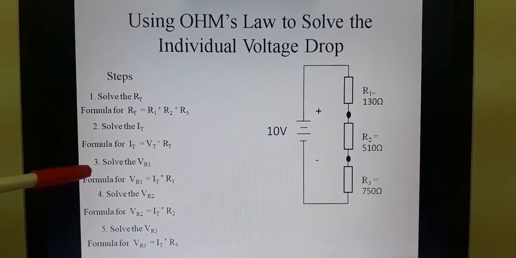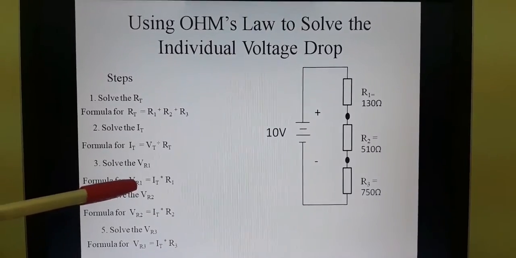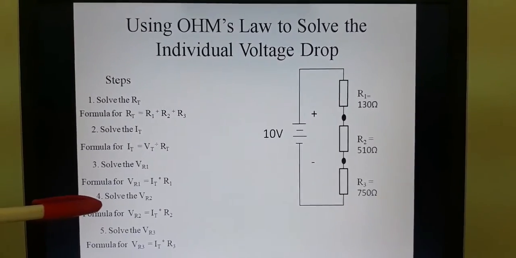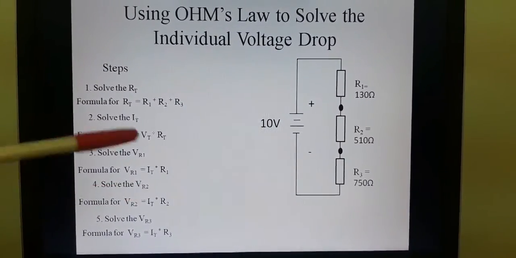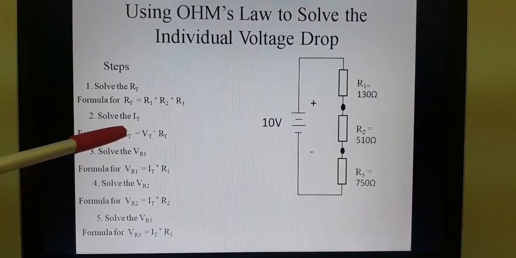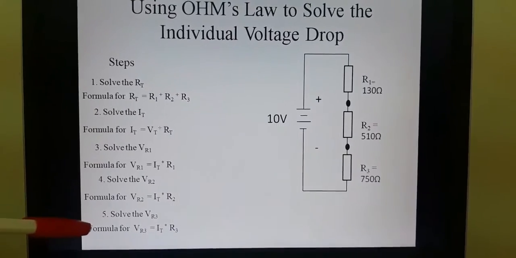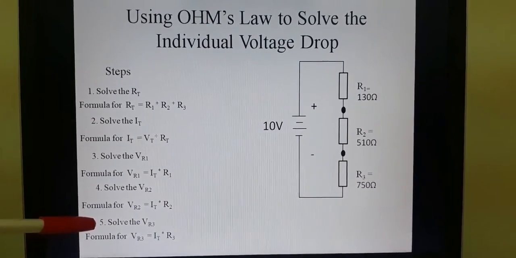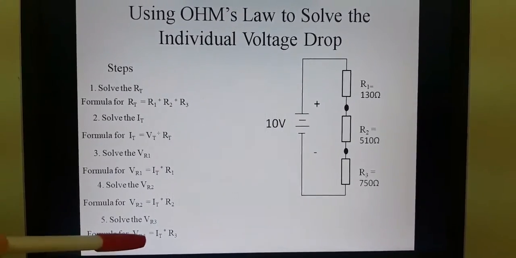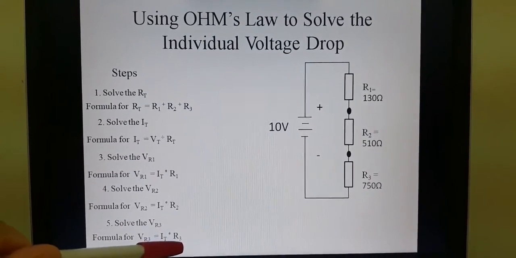Then solve for the voltage drop across R1, which is VR1, or voltage drop across R1 is equal to total current times R1. Next, solve for the voltage drop across R2. The formula for voltage drop across R2 is equal to total current times R2. Then, fifth, solve for the voltage drop across R3. The formula for computing the voltage drop across R3 is equal to IT, or total current times R3.